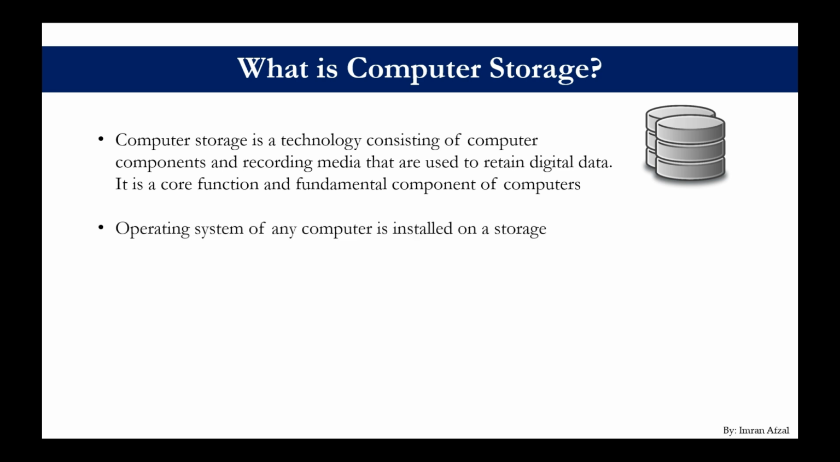The operating system of any computer is installed on the storage. Without the operating system, any computer is nothing but a piece of brick. So we have to download and install that operating system somewhere, right? That is why we need the storage to hold that operating system. Storage is needed to store short-term and long-term data. Short-term, we need RAM, random access memory, and long-term, we need a hard disk drive.